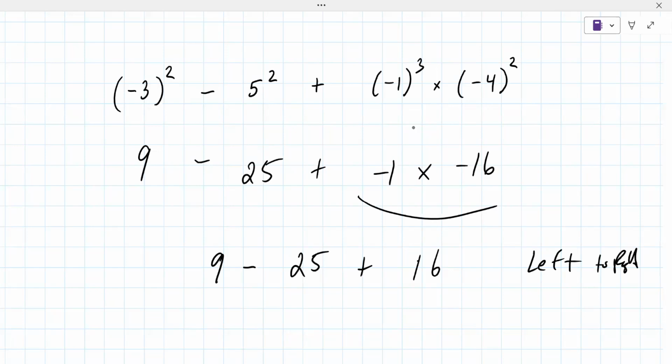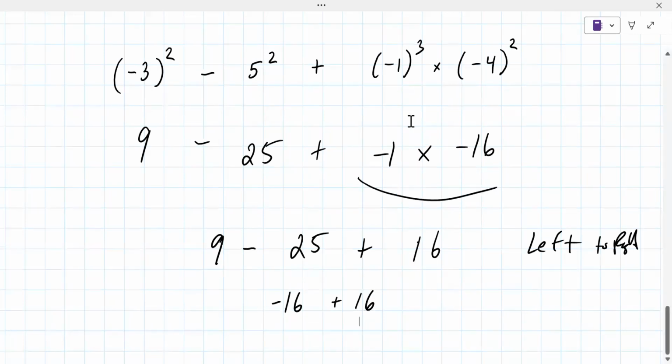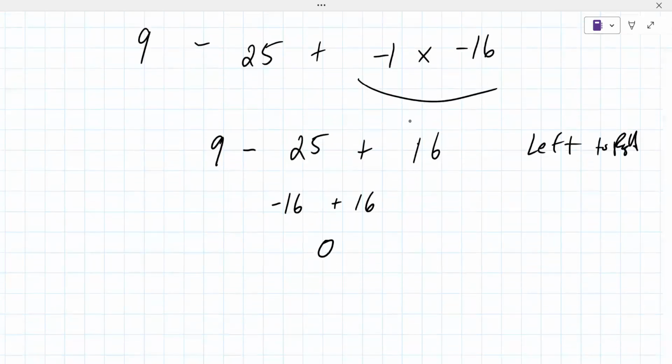Would it be 0? It is 0, yeah. Oh, 9 minus 25 is minus 16, plus 16, no. I don't know. It could be 0. All right, then. Well, I mean, 0 is a number.